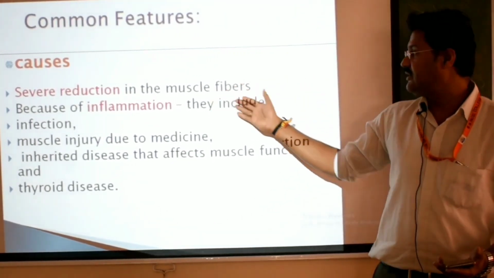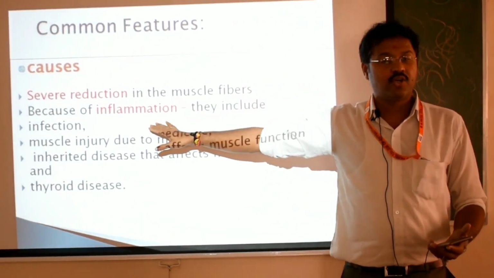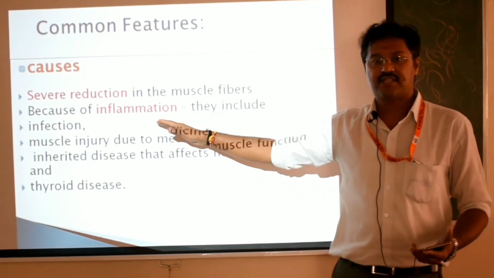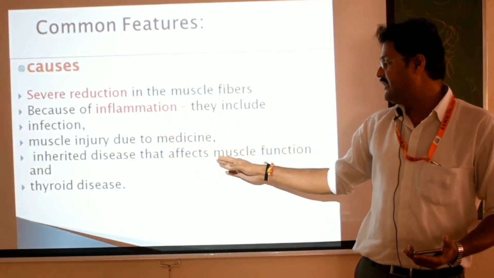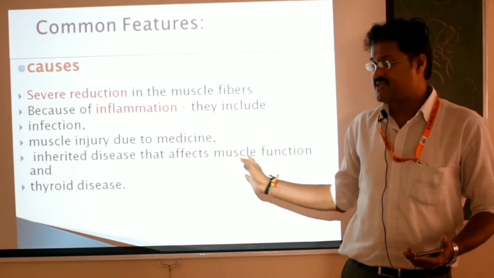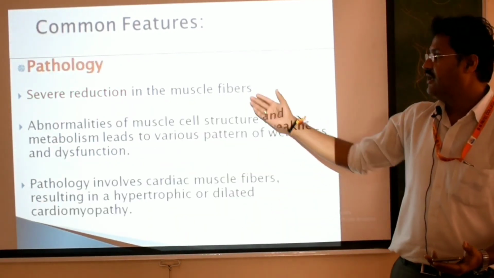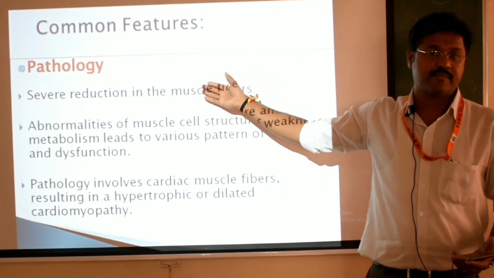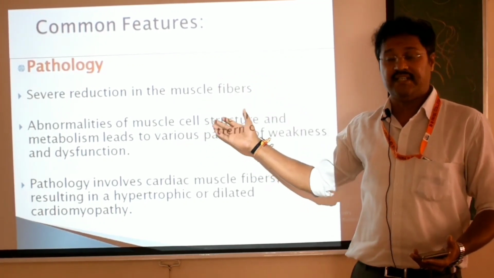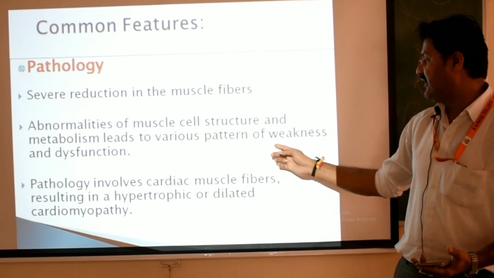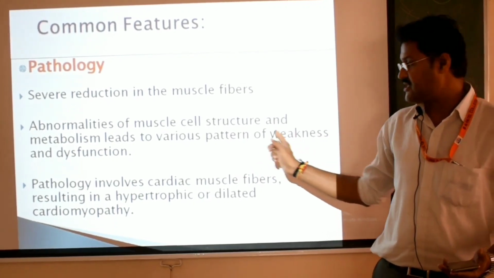First, severe reduction in the muscle fibers. Second is because of inflammation. They include infections, muscle injury, inherited disease that affects the muscle function, and last, thyroid disease. Next one. Pathology: this is severe reduction in the muscle fibers because of any abnormality in the muscle cell structure, which leads to various patterns of weakness and dysfunction.